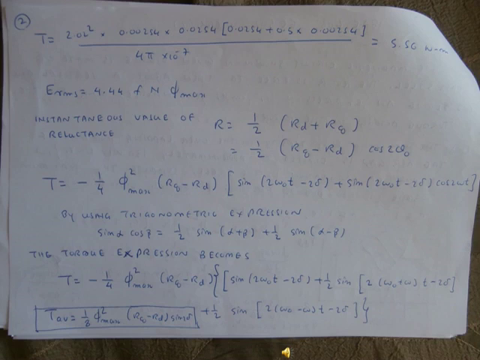Plus half sin 2 omega 0 minus omega t minus 2 delta. So T average equal to 1/8 V maximum square (1/LQ minus 1/LD) sin 2 delta. This is the equation, and we can calculate the average torque from it.